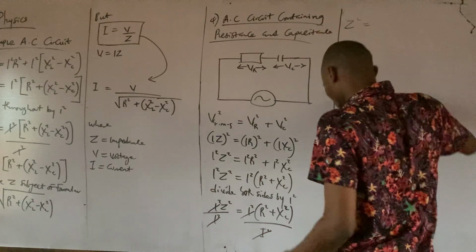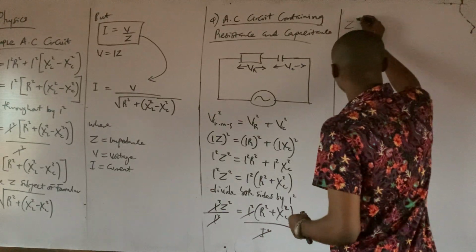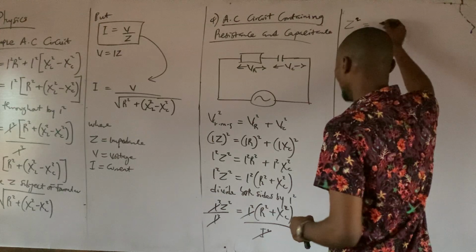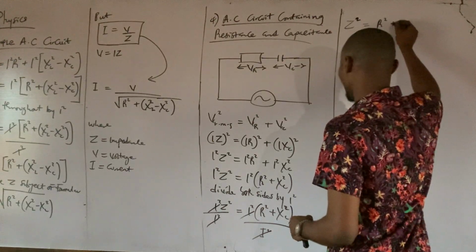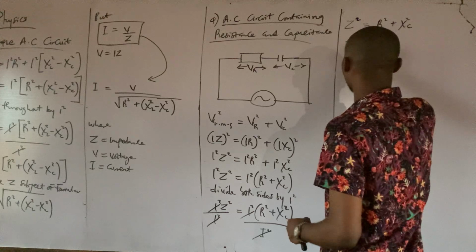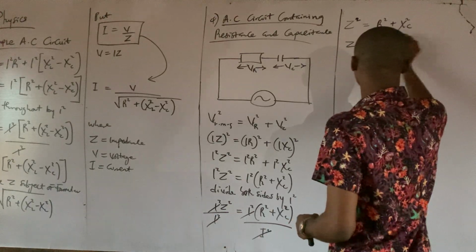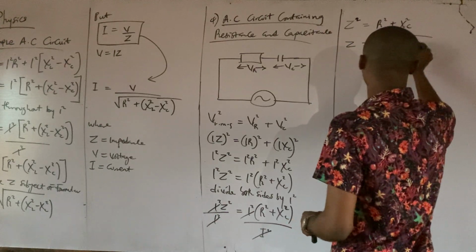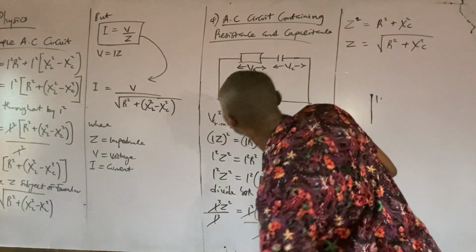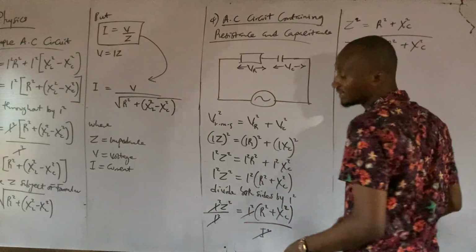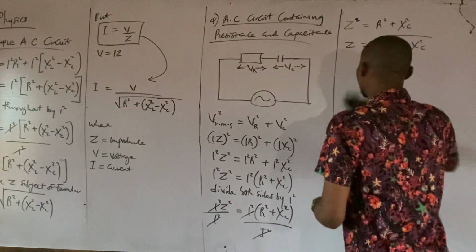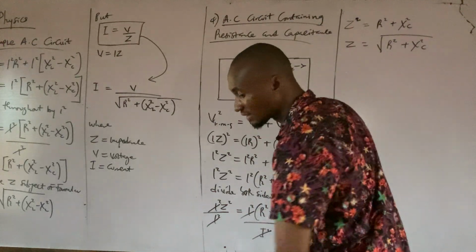So we then have that Z squared is equal to R squared plus XC squared. So Z now is equal to root of R squared plus XC squared. That is the formula for AC circuit containing resistance and capacitance. Are you there?